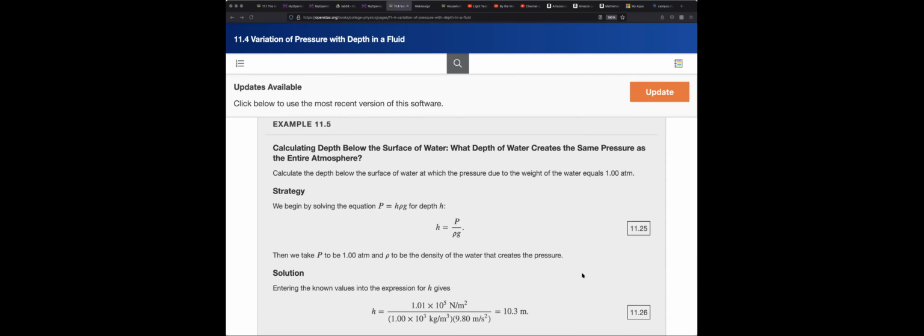So how deep do we have to go to get the same amount of pressure as we see in the atmosphere? What we're going to do is set this equal to 1.01 and calculate the depth with water as our density here. So there's the water density. And it turns out it has to be 10.3 meters of water. You have to go 10.3 meters below the surface of the water to feel the same amount of pressure that you feel from the atmosphere. And that's assuming there's no atmosphere on top of the water.